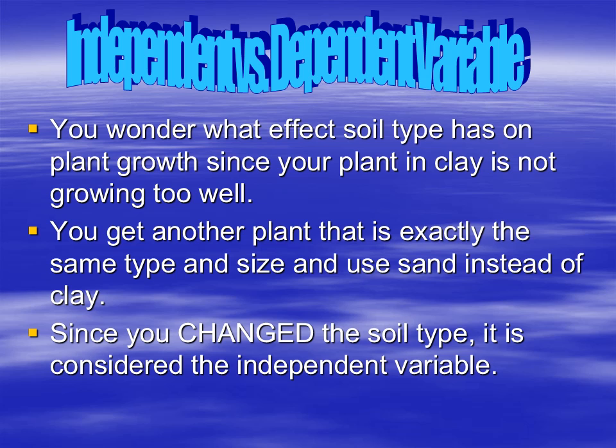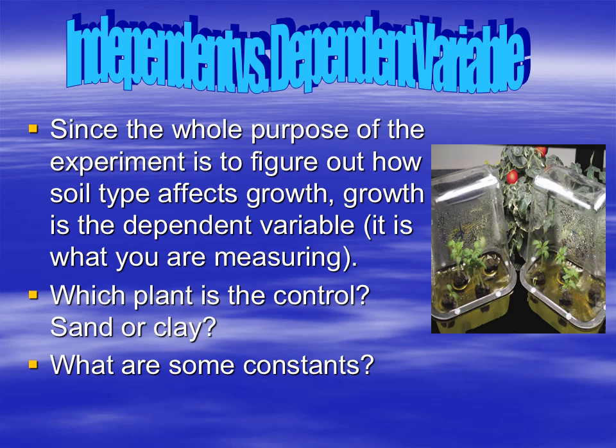All right, so I just used a special word there, same. The word same tells me that those are constants. Same what? Type and size. So now I'm changing the soil type. The thing that I changed, that's the independent variable. So soil type is the independent variable. Since the whole purpose of the experiment is to figure out how soil type affects the growth, growth is the dependent variable. It's what I'm measuring.